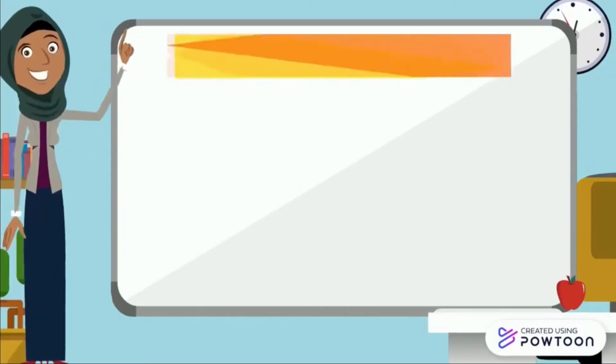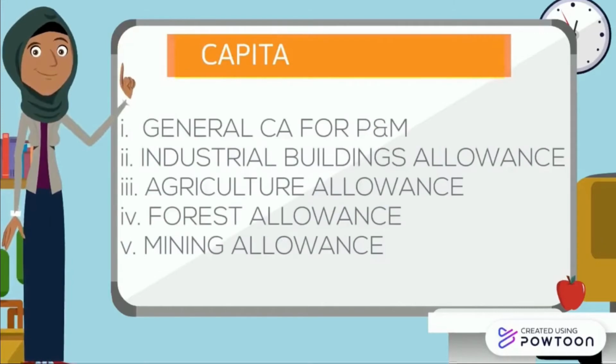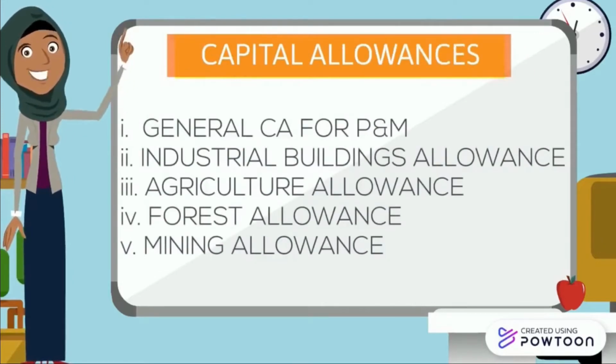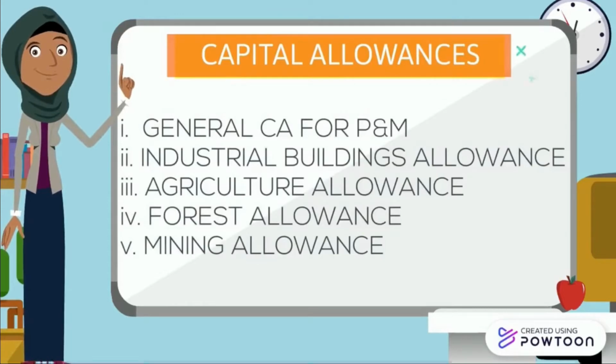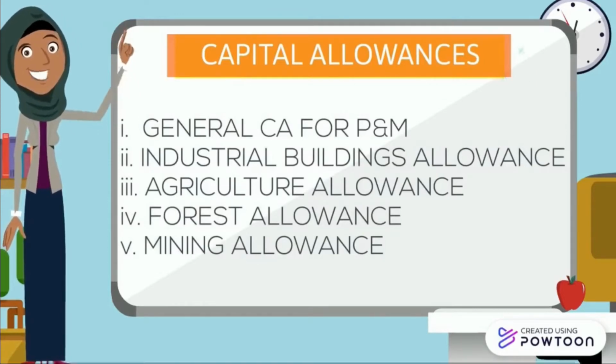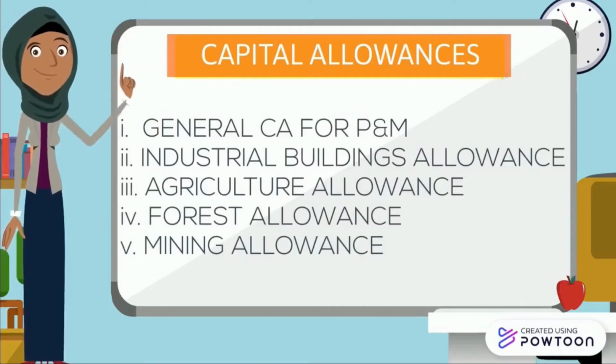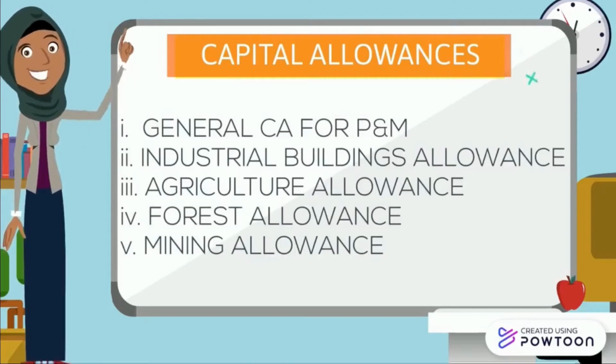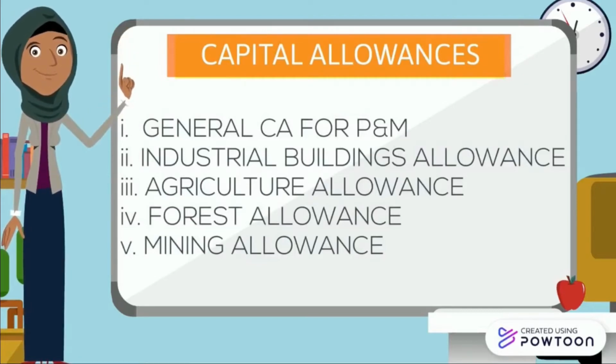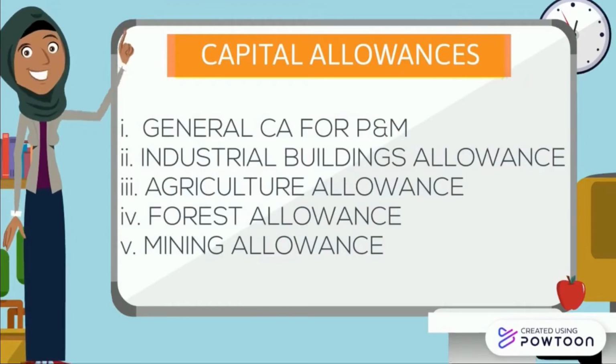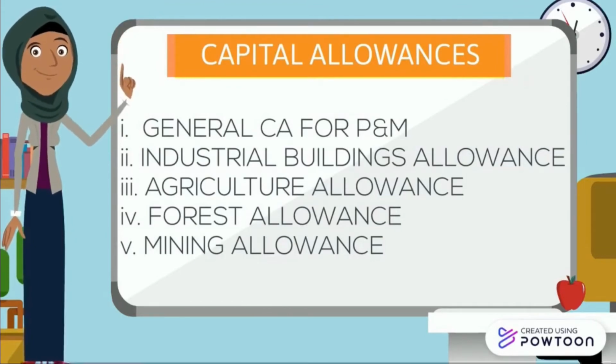For the capital allowance, there are 5 categories: general capital allowance for plant and machinery, industrial building, agriculture, forest, and mining allowance. However, if the business is involved with forestry, then we use the forest allowance. Moreover, sometimes an item may be eligible for more than one allowance, but we can only claim it once. So we need to know which one gives the highest rate.